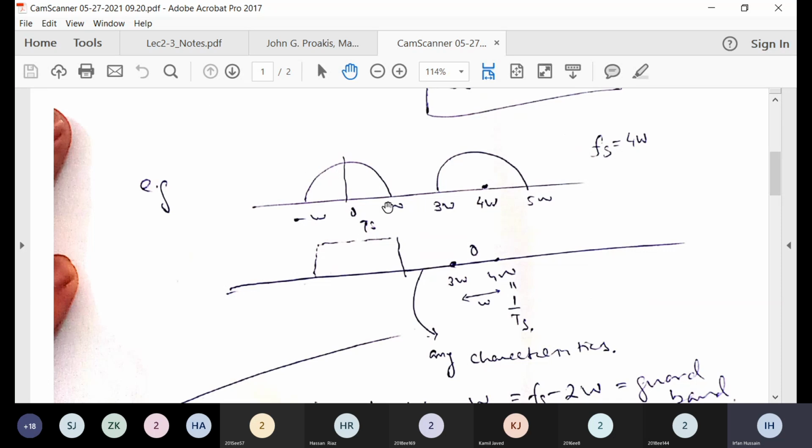For example, you can see here, this was your original signal. So I sampled it. Here you can see my sampling frequency is 4W. So the replica will exist around 4W. The next will exist at 8W. Similarly here it will be minus 4W, and the next will be minus 8W, and so on and so forth.